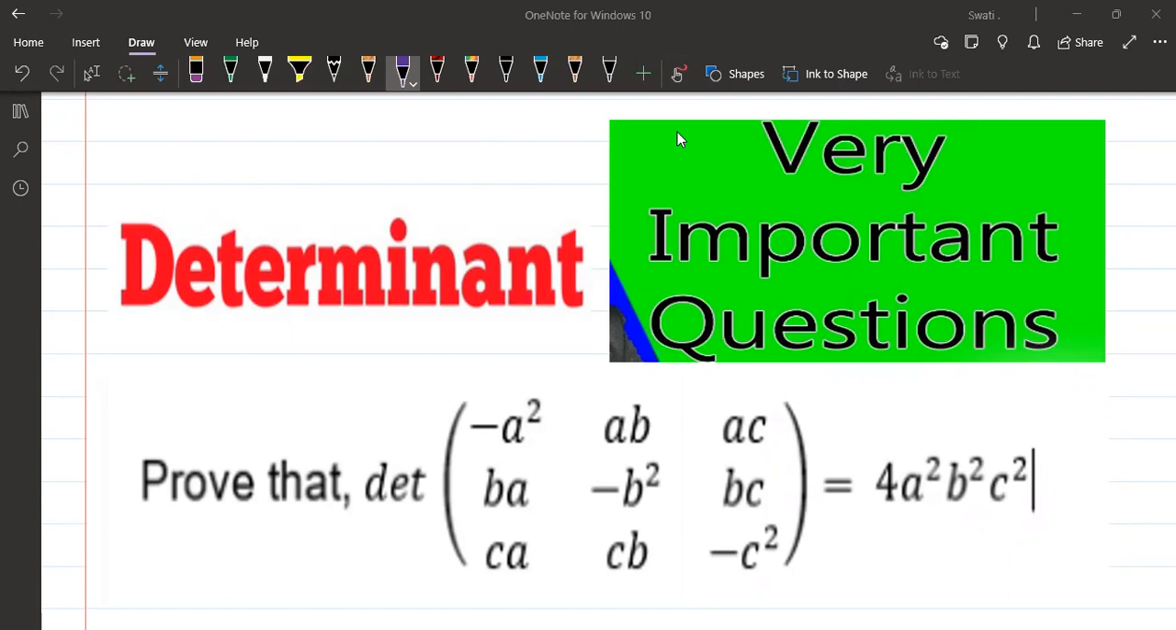This is a video on determinant. This is a topic for class 12, as you all know. This is a very important topic, determinant, and I have taken just one very important question: you have to prove that the determinant of minus a square, ab, ac in the first row, ba, minus b square, bc in the second row, and ca, cb, minus c square in the third row is equal to 4a square b square c square. This is what we are supposed to prove. Let us start with the proof.